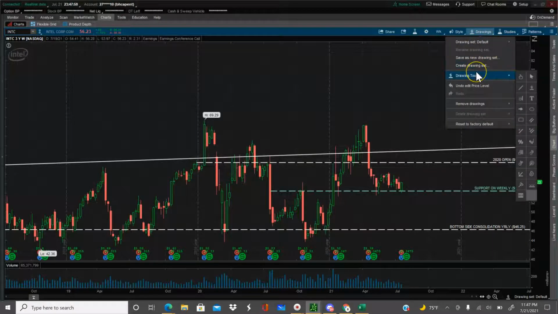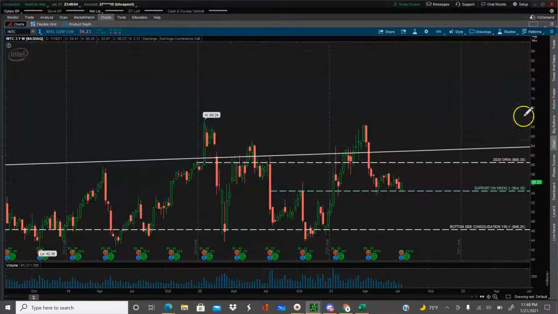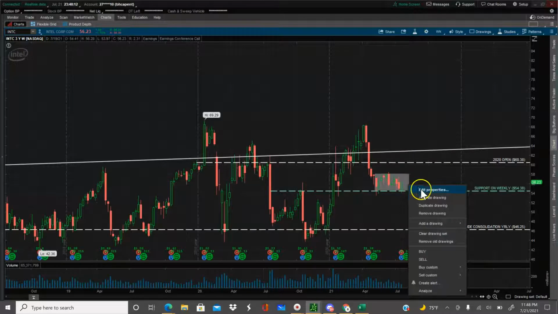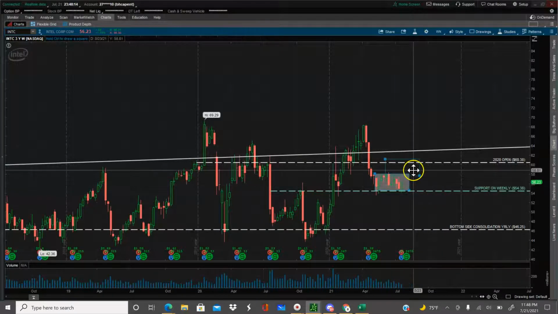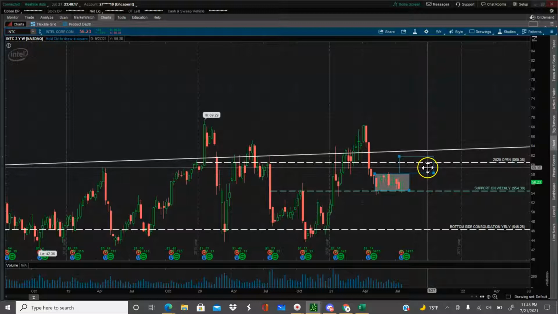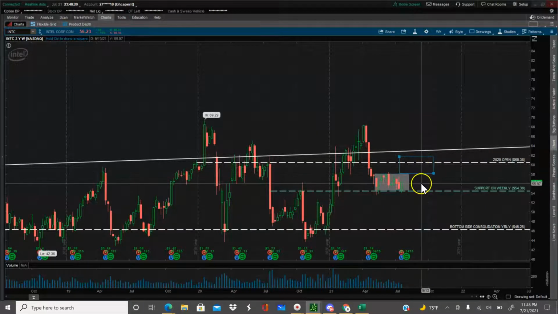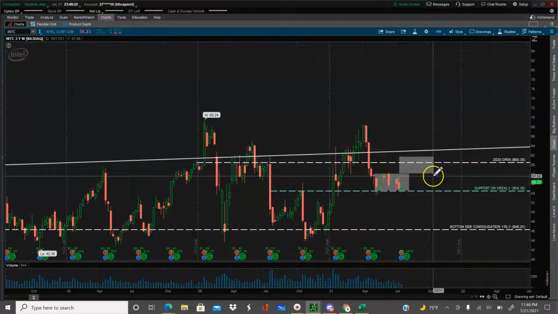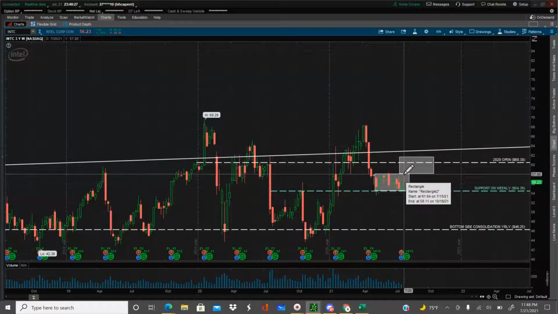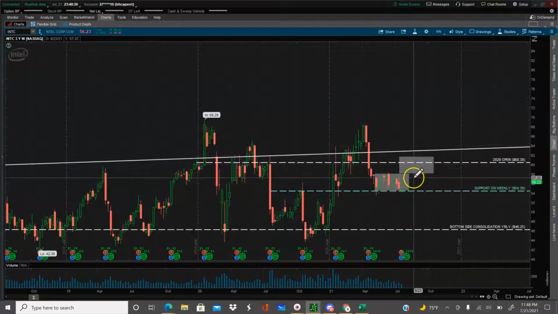Let's do a rectangle here. So I do a little rectangle there and see where the price could go if it broke out. If it breaks out of this area, so if it gets above 56 or 57, 58, then it may have potential to go up over 60 and towards 62, 63 maybe.